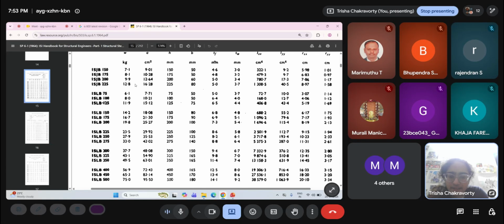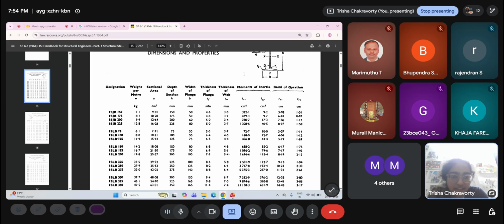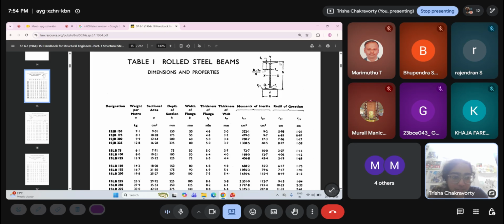And this is the first page, the left hand side page. It has a designation ISJB 150, Indian Standard Junior Beam 150. This is the name of a particular section, and all the properties are given along this table. See, cross sectional area, weight per unit length, depth of section H. Here it's marked, this overall end to end depth is H. Width of flange is 50. Thickness of web is 3 millimeters. So this thickness is 3 millimeter.